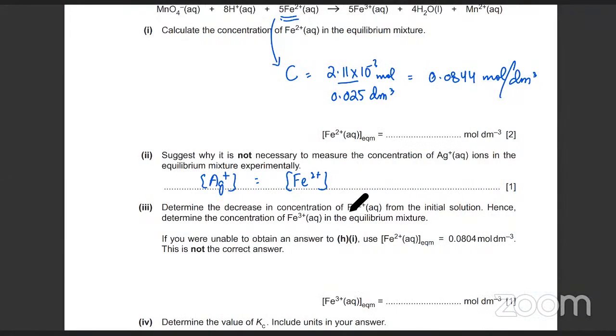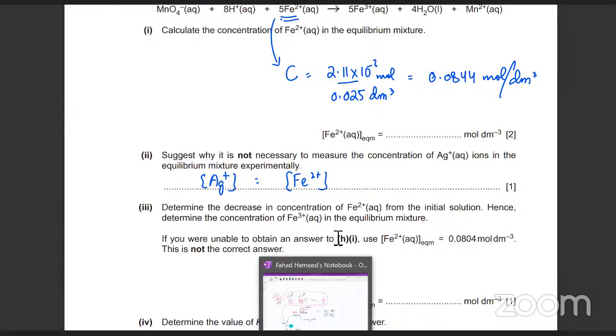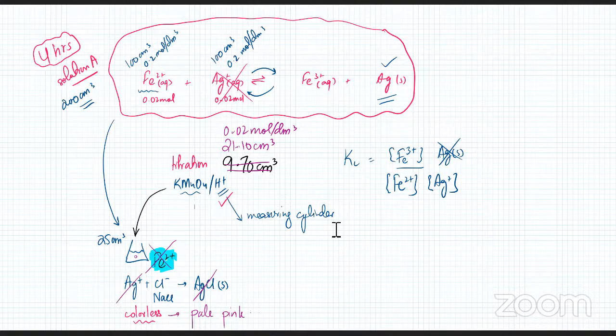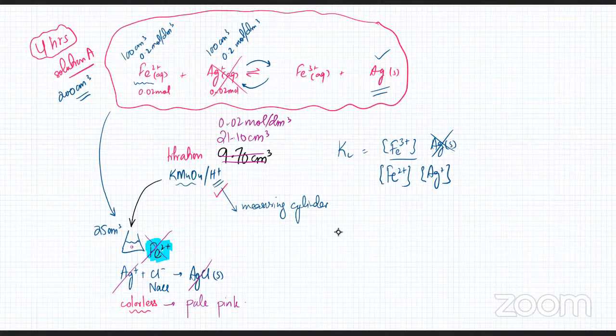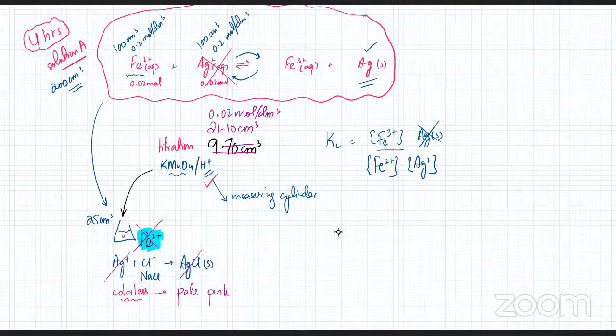I said determine the decrease in concentration of Fe2+ from the initial solution, hence determine the concentration of Fe3+ in the equilibrium mixture. So now he's asking you to find out the equilibrium concentrations based on what you have figured out. What concentration of Fe2+ did we get over here? It came out to be 0.0844, right?